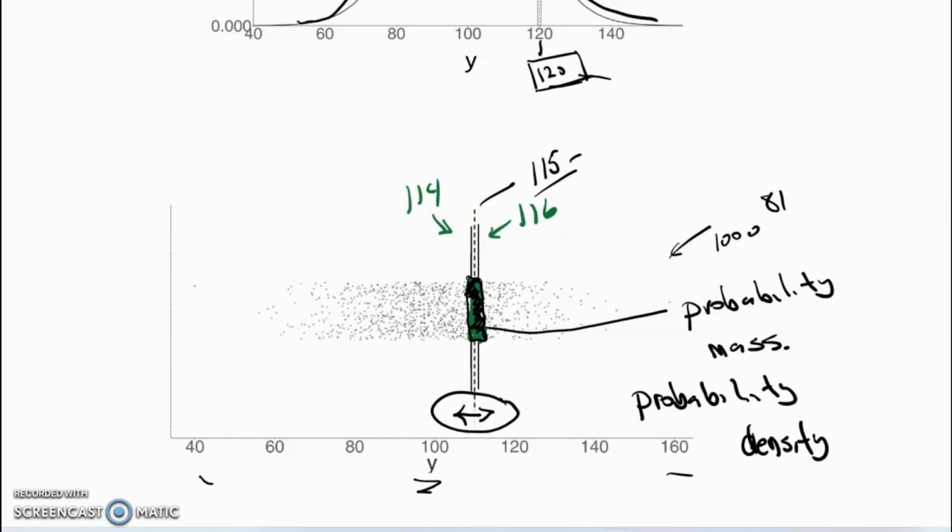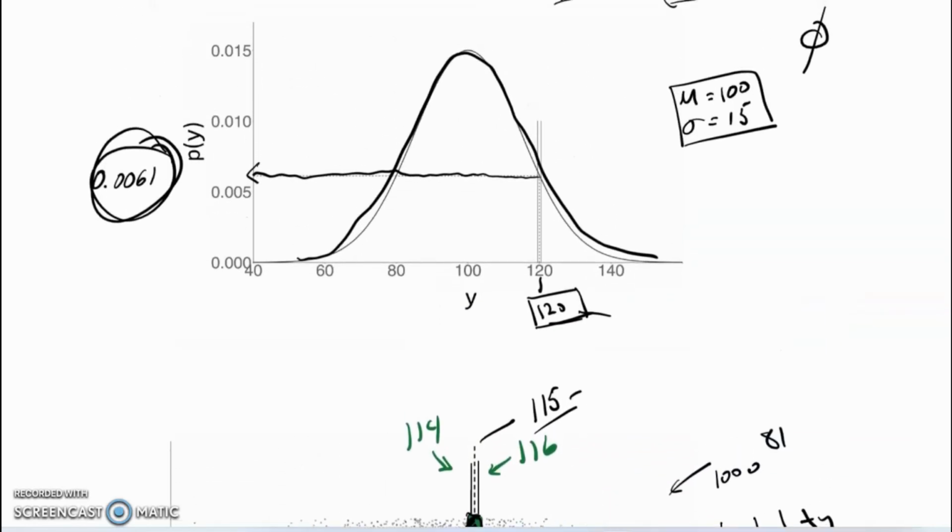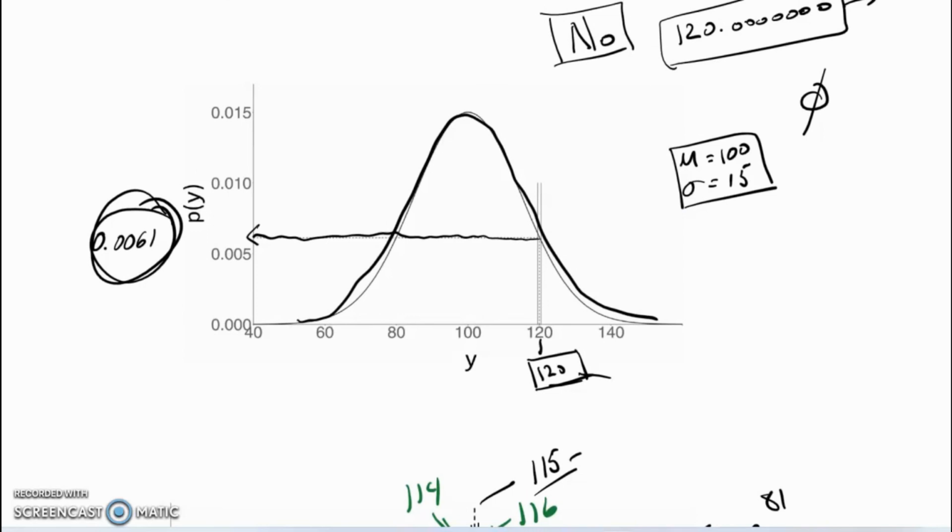density. So if we come back here, what's our interpretation of 0.0061? It's the probability that an observation will lie between these two lines centered on 120, divided by the distance between those two lines as the distance approaches 0.